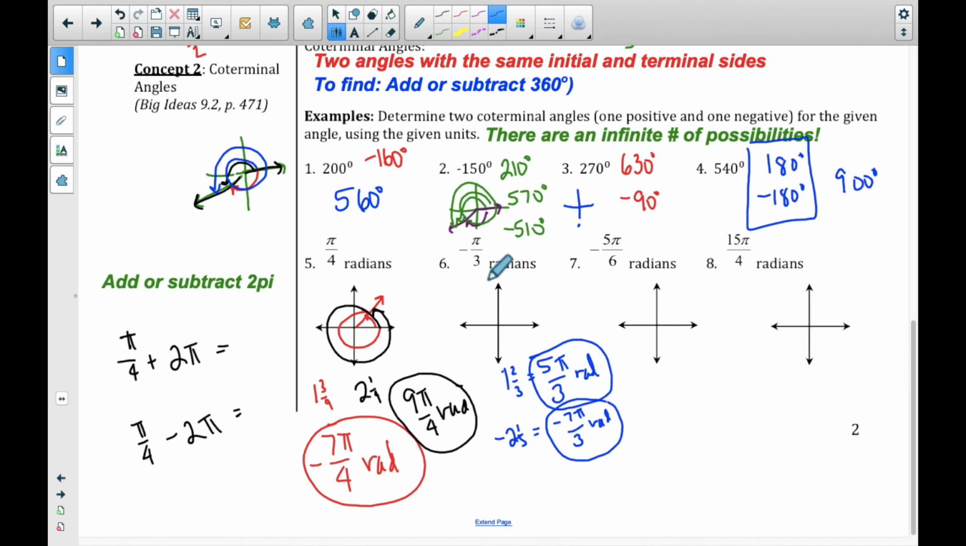All right, so if we add 2 pi to this, we would get 1 2/3, which is 5 pi over 3. If we subtract 2 pi from it, we would get 2 1/3, which is negative 7 pi over 3.